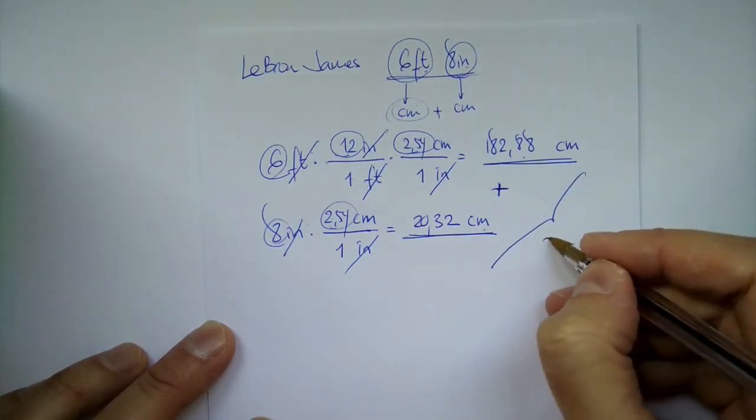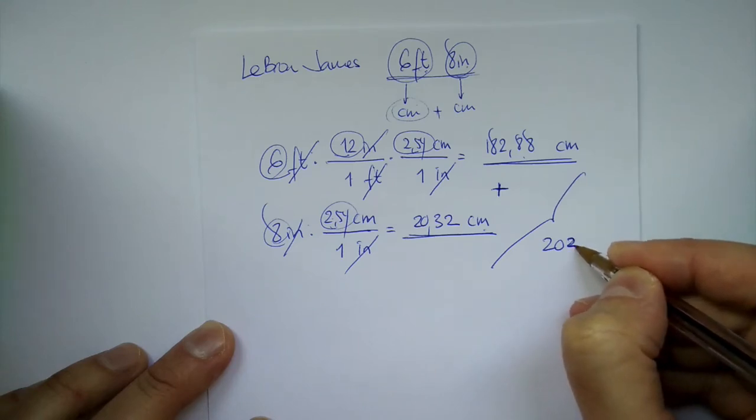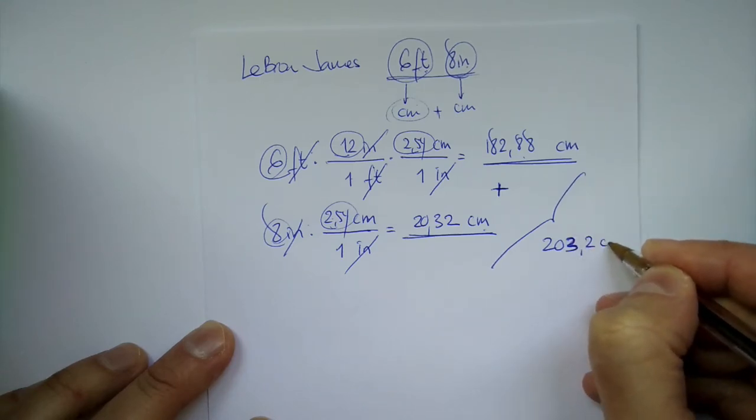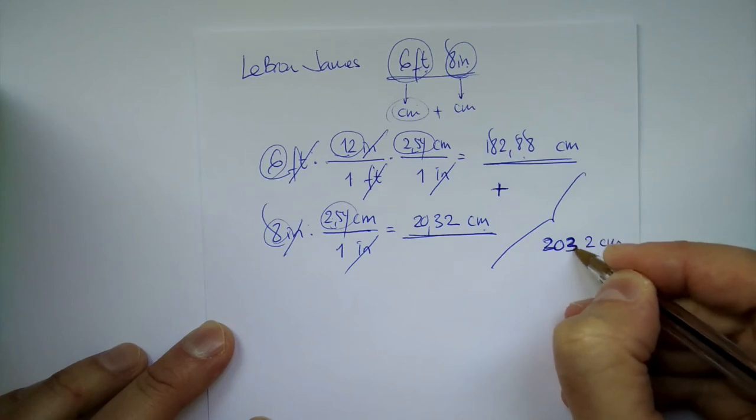20.32 plus 182.88 is 203.2 centimeters. And that's how tall LeBron James is.